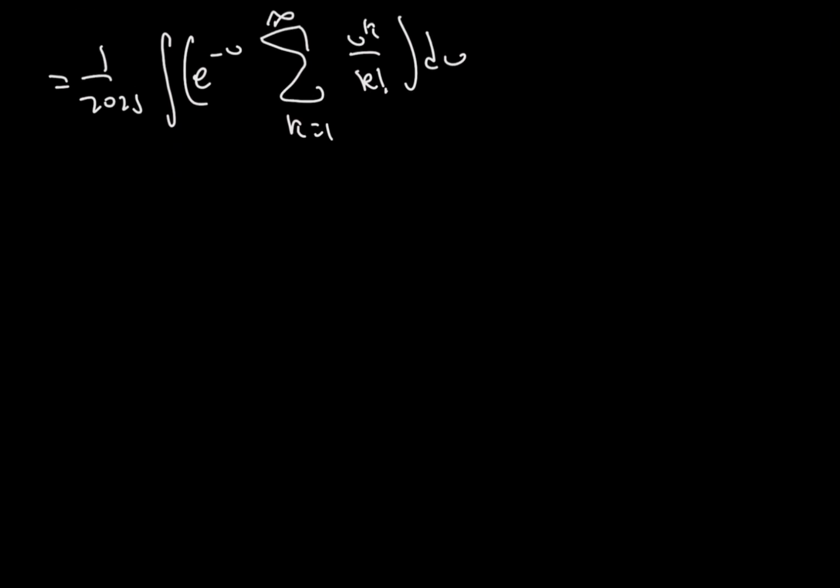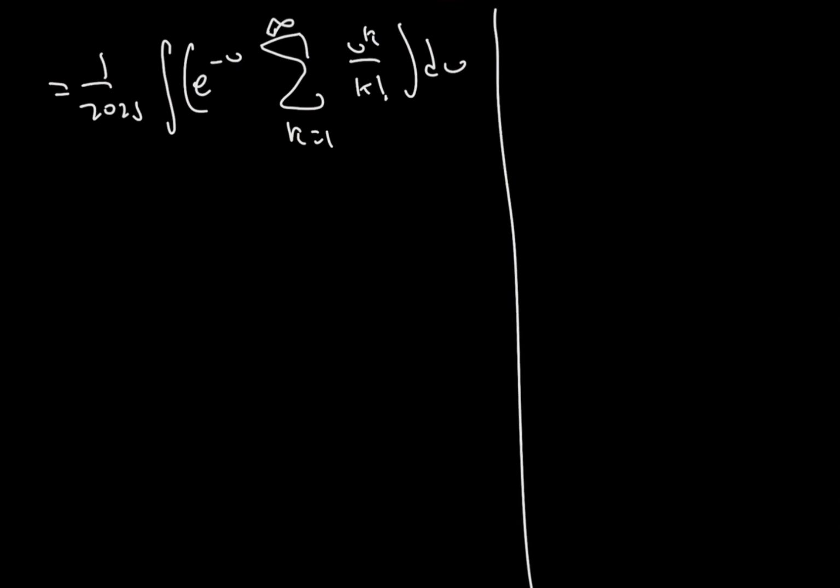Okay, so now what we notice is that this infinite sum is really, really close to the power series for just e to the x, right? So we note that the power series expansion of e to the u is equal to the infinite sum from k is equal to 0 to infinity of u to the k over k factorial. Keeping this in mind, we want to know how we can rewrite this term using our power series expansion of e to the u.